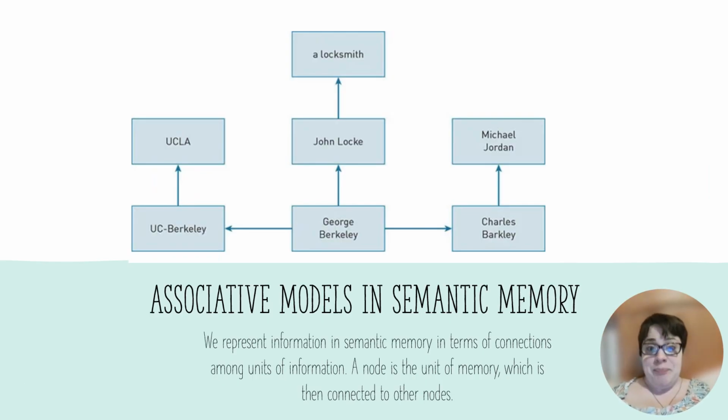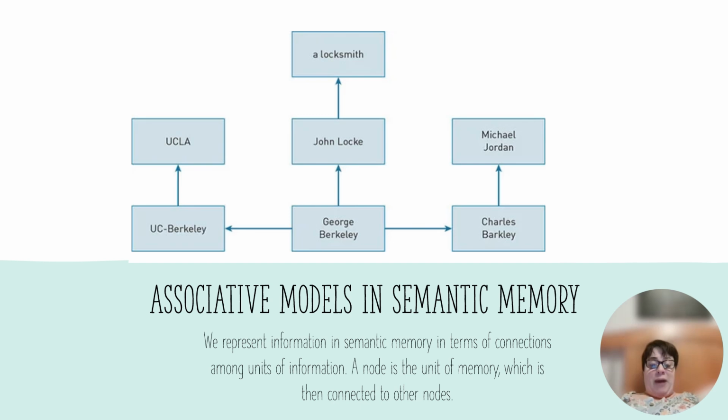So, generally speaking, each of us knows countless facts about the world. One goal of memory researchers is to try to model how all of this information is represented in one's neurocognitive system, not to mention how it's physically stored in the brain. So, in order to achieve this goal, a lot of memory theorists have focused on associative models of semantic memory. An associative model means that we represent information in semantic memory in terms of connections among units of information. So a node is the unit of memory which is then connected to other nodes.